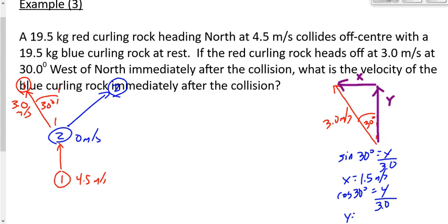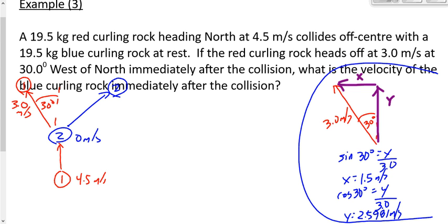3 cosine 30 is 2.5981. Now, square that off, or at least if you're like me, you square it off, just because, I don't know. Maybe the main reason I do that is because that's what makes this question different than the T-bone collisions, right? And it helps me to see that's what makes it different. Otherwise, it's exactly the same as the T-bone collision.